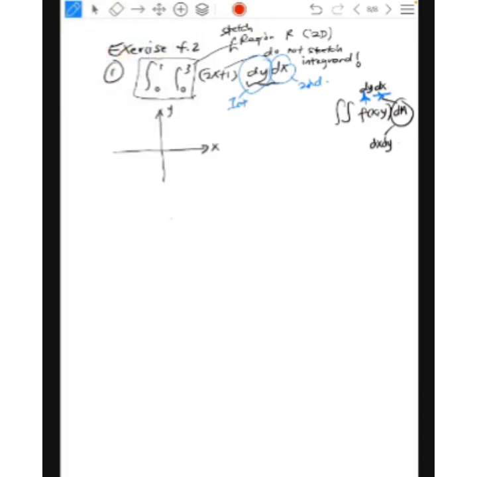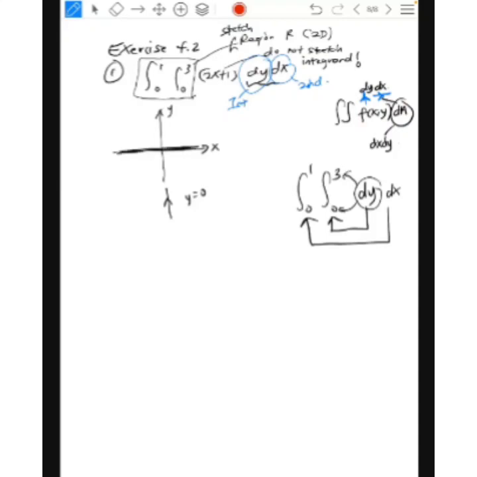For y, when you go from the bottom, you will meet y equals 0. Look at the limits: they are 0 to 3, and 0 to 1. But dy is for this one, and dx is for this one. So y equals 0 first, and then y equals 3. y equals 0 is this line, and y equals 3, say here is 3, you have this line. So this is y equals 3, this is y equals 0.